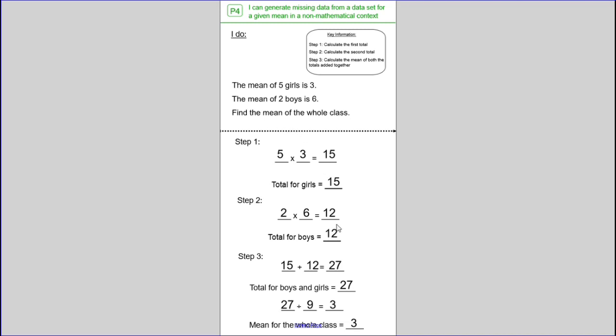To find the mean, we need to use the total, which is 27, divided by the number of boys and girls in the class, which is 9. Remember, we need to add the 5 and the 2 over here. So we've got 5 girls and 2 boys. If we add those two, that means we've got a total number of 7. So 27 divided by 9 is equal to 3. Once we've found that, we can then write down the mean for the whole class is equal to 3.